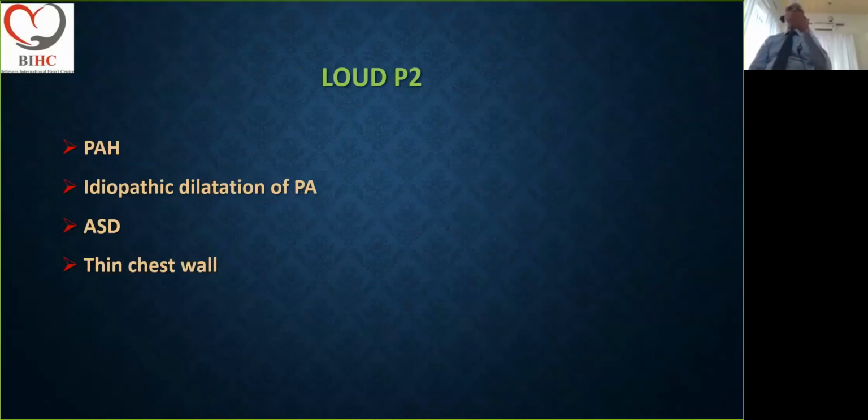There is the condition called idiopathic dilatation of the pulmonary artery, which may occur in normal children or in presence of Marfan syndrome. The dilated pulmonary artery causes the vibrations to come closer to your chest wall and to your stethoscope. So that's a cause for a loud P2. And if the chest wall is thin, of course, the P2 may appear loud.